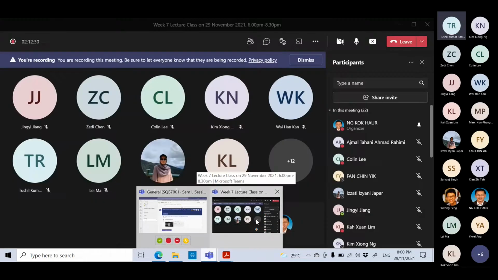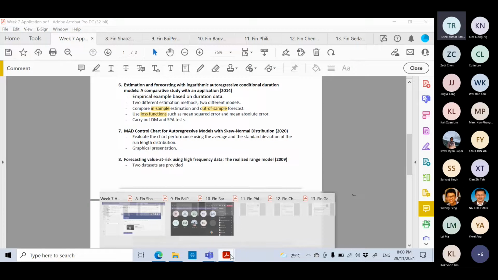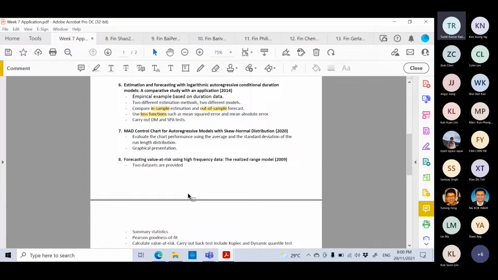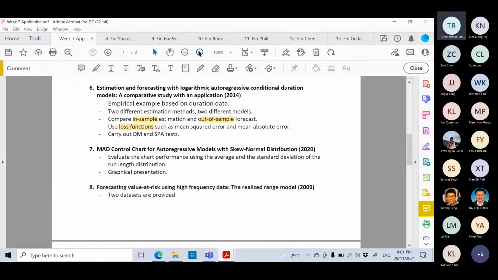Okay, let us continue back here. The following paper I will show you is forecasting the value at risk using high frequency data, the realized range model. So this research paper is related to a financial application.